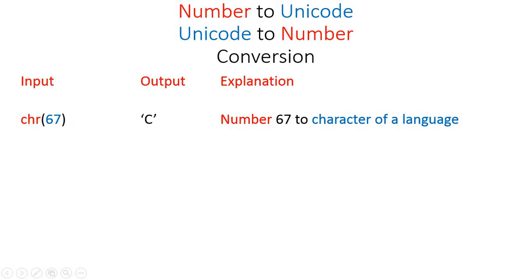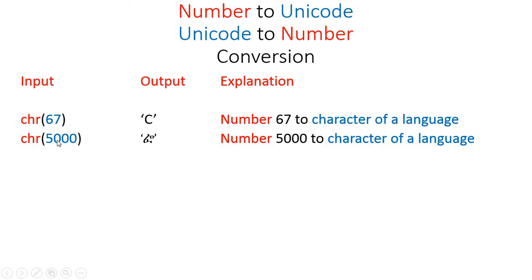For example, you want to convert this 67, which is a number, then use CHR 67 and the output will be the character C, which belongs to the English language. Let me tell you one thing, that there are numbers for all the languages' alphabets in the Unicode system. So for example, if you want to type Urdu alphabets, Hindi alphabets, Japanese, Chinese, just use CHR, but you must know what the number is for a specific alphabet of a specific language.